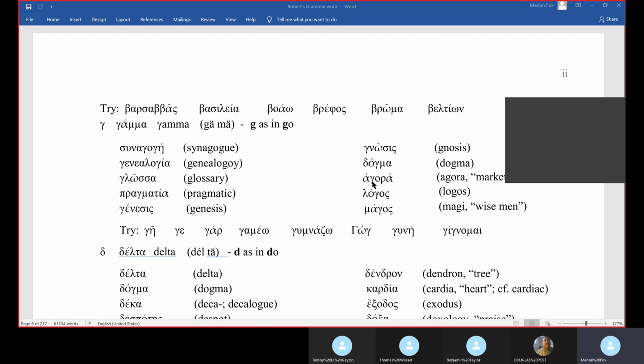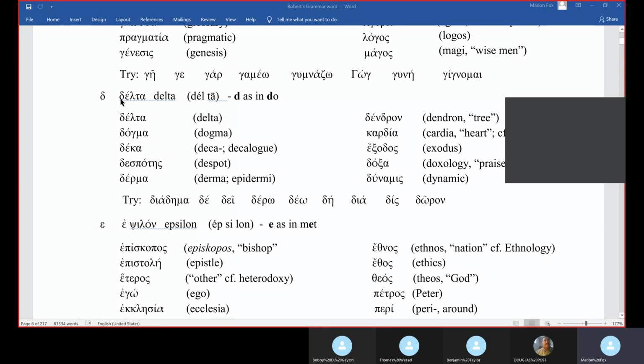Agora, three syllables, and that's a market. Logos, that's the word. And magos, the magi, the wild men. So we have a gamma in a bunch of these words. Gamma, G as in go. A delta is the next letter, the D sound as in do, delta. Dogma, and then delta.